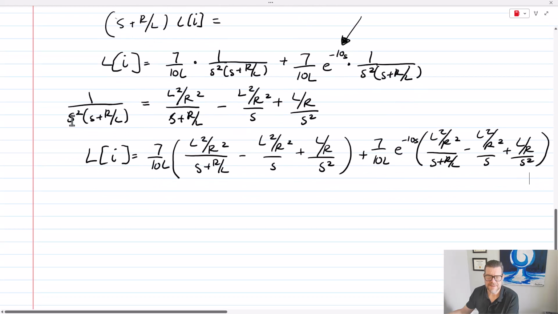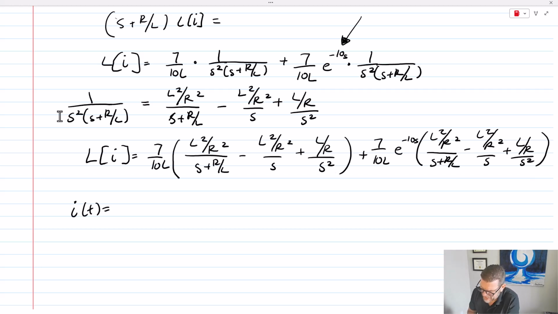And now I have something that I can go in and just take the inverse Laplace transform. Remember that L and R are all just constants, so we don't have to worry too much about this. When we take the inverse Laplace transform, I of t is going to end up equaling 7 over 10L. Let's pull that all out, and then we'll write this as L squared over R squared.